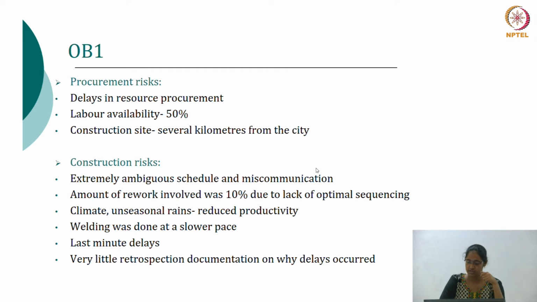Amount of rework: there was no optimal sequencing. For example, there was handrail and steel work going on. First they put the handrail, and then for the superstructure they had to do the welding work. The handrail was damaged after that, and again they had to redo the work. This was bad sequencing. And then climate and rains caused productivity to decrease. Welding was done at a lower place.